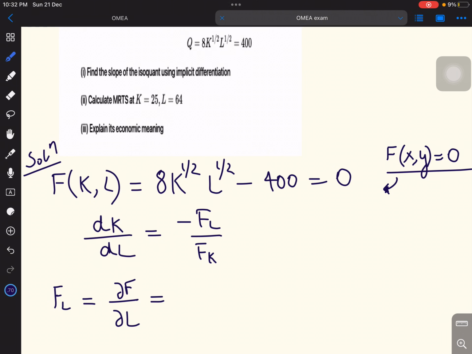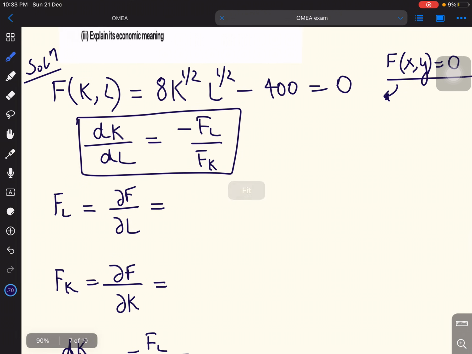Then we know by using the implicit function rule, dK/dL is equal to minus F_L by F_K. This you should remember, which is dy/dx equal to minus F_x by F_y. It is in line with that. So now we have to find F_L and F_K. What is F_L and F_K? F_L is the differentiation of the function with respect to labor, and F_K is the differentiation of the function with respect to capital.